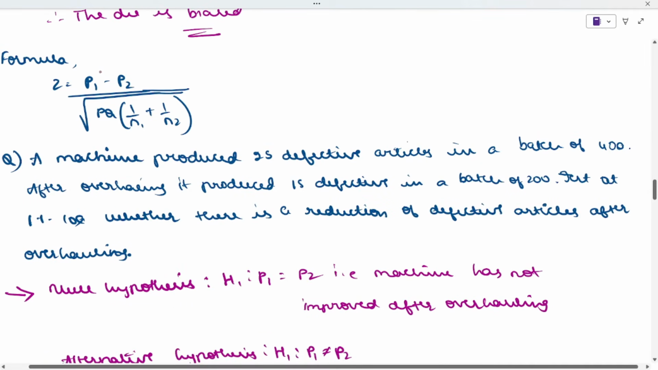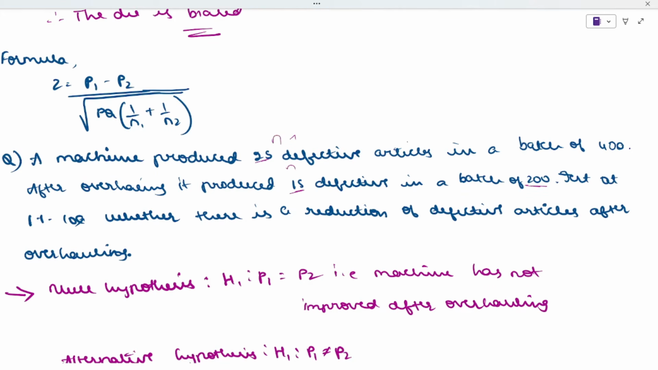Next is based on Z equal to P1 minus P2 divided by the square root of PQ times (1 by N1 plus 1 by N2). Here a machine produced 25 defective articles in a batch of 400. Again, it produced 15 defective in a batch of 200. You have one number and another number here. You have to remember this formula, P1 minus P2 divided by PQ into (1 by N1 plus 1 by N2). Now, what is PQ? And they have said for 1% LOS.